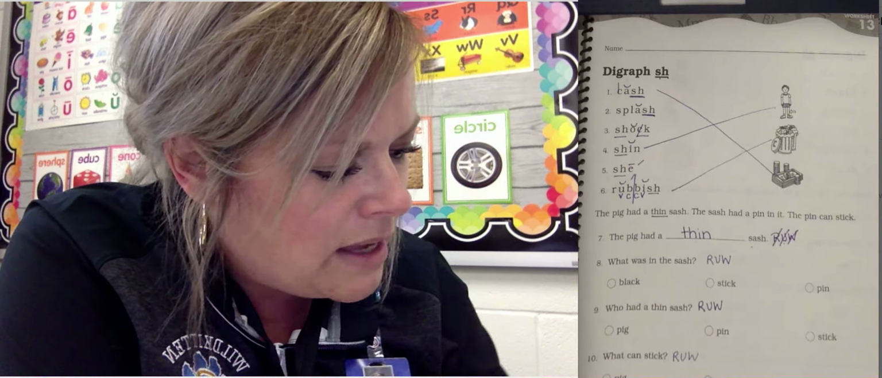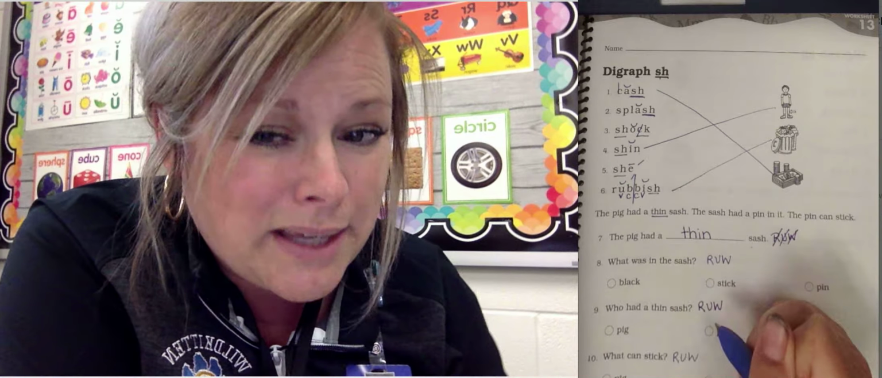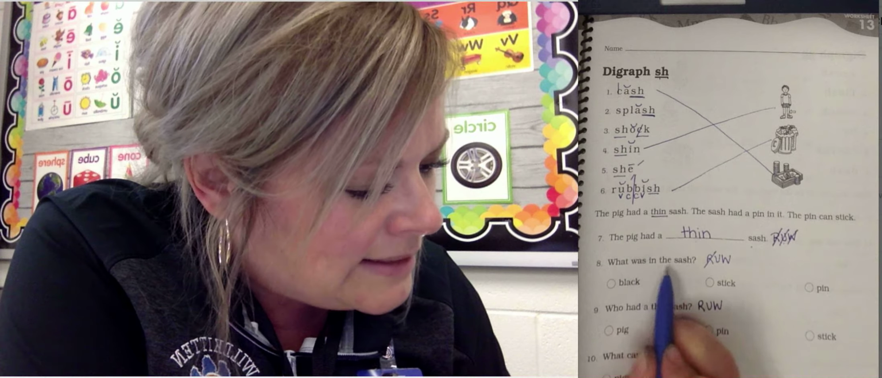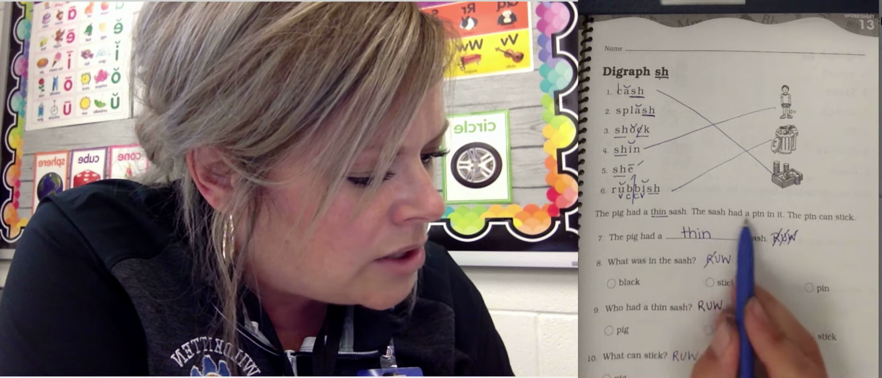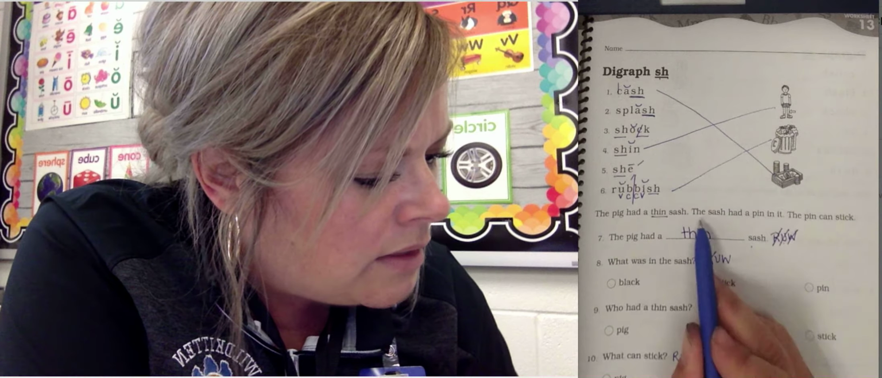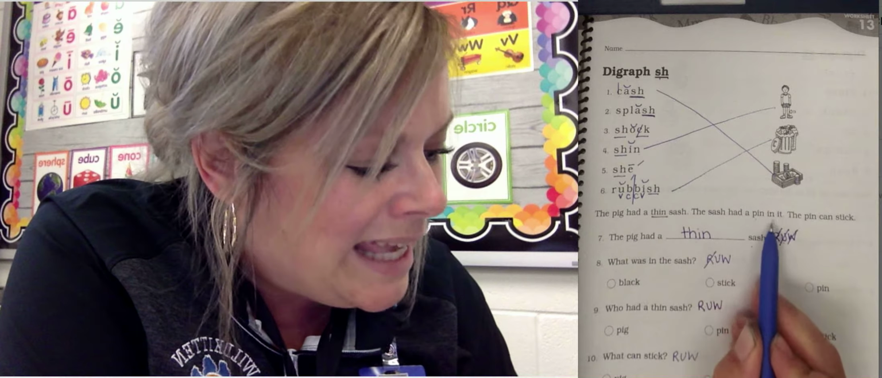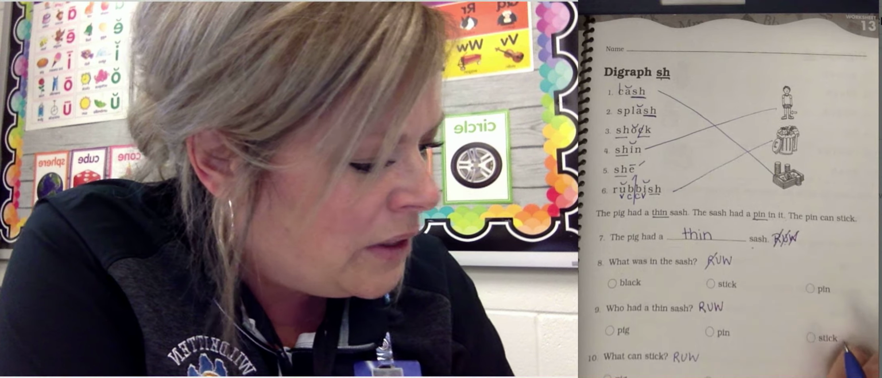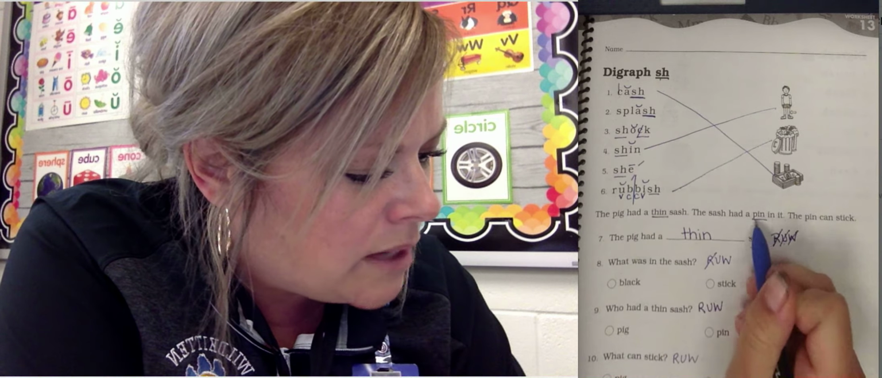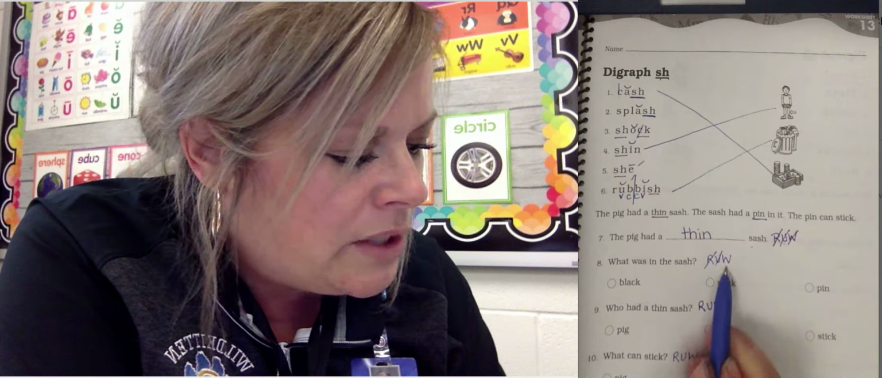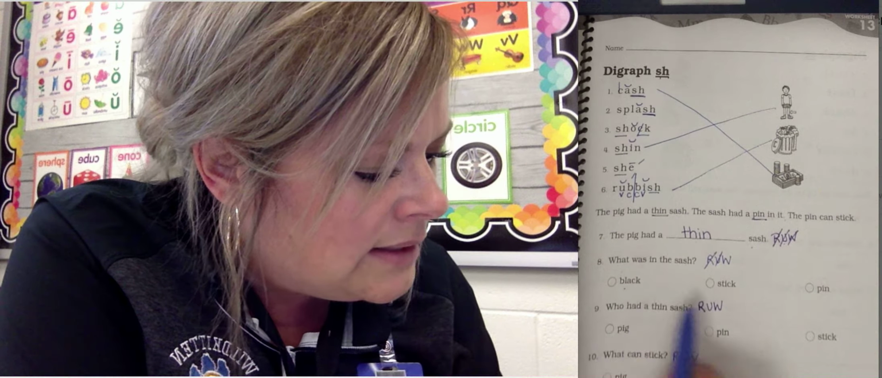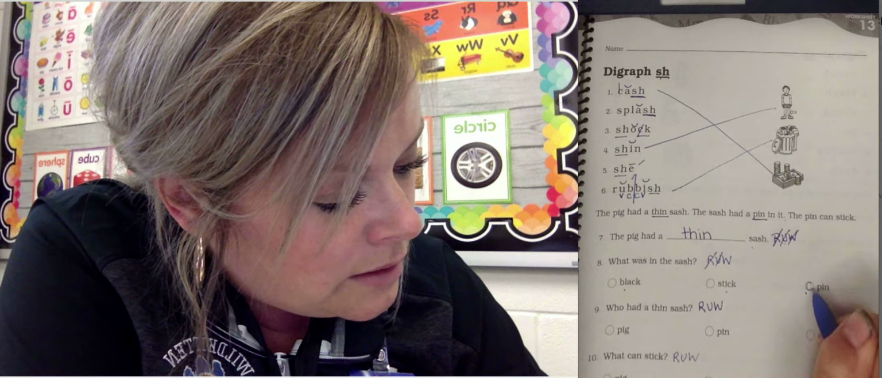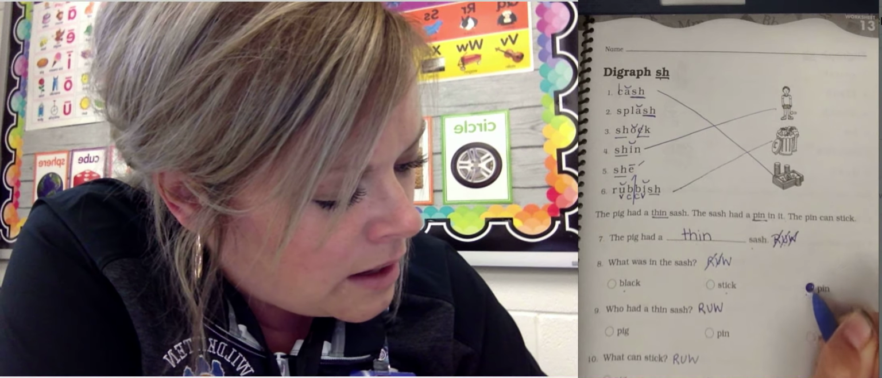In is a word that might help me a lot. Looking for keywords I'll get into a little bit later, but we read. Now let's see, what is in the sash? I see the word in right there. The sash had a pin in it. A pin in it. A pin. Okay, so let's see, do we have the choice? We underlined it. Now we need to write in the bubble, black, stick, or pin. We underlined pin. So I'm going to go ahead and fill that in.